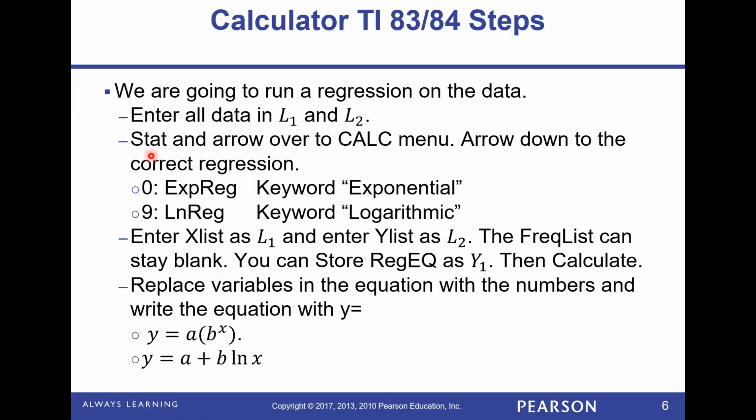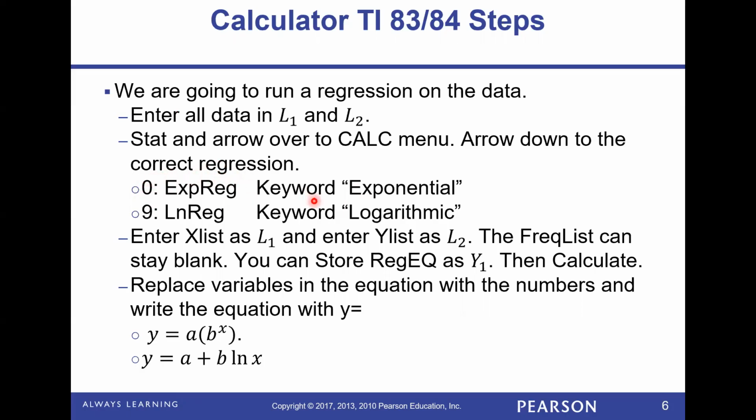So we go to the Stat button. We're going to arrow over to the Calculate menu, which should allow us to see all those regressions that we've done previously. We've done the linear, we've done the quadratic. So we're just adding on there. We're going to look for exponential. So again, that's going to be the EXP REG.